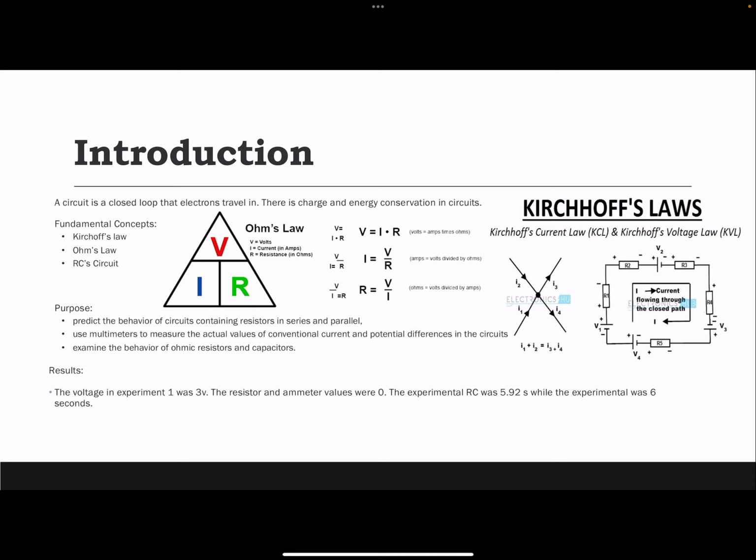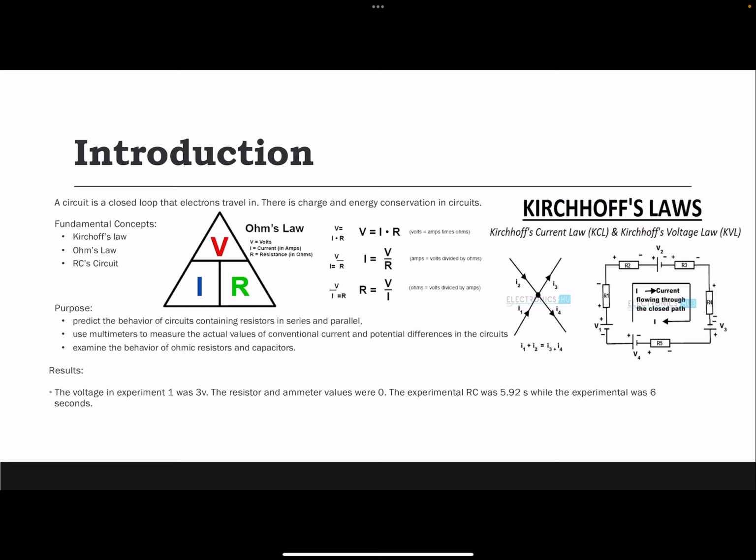The purpose of the lab is to predict the behavior of circuits containing resistors in series and parallel, use multimeters to measure the actual values of conventional current and potential differences in circuits, and examine the behavior of ohmic resistors and capacitors.